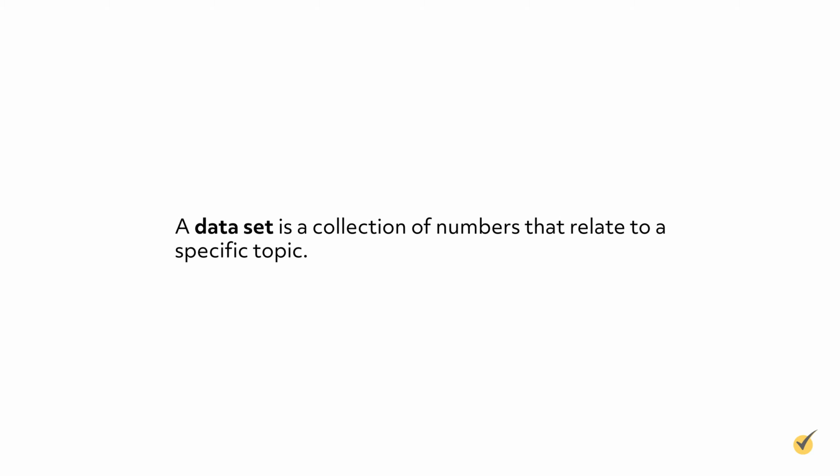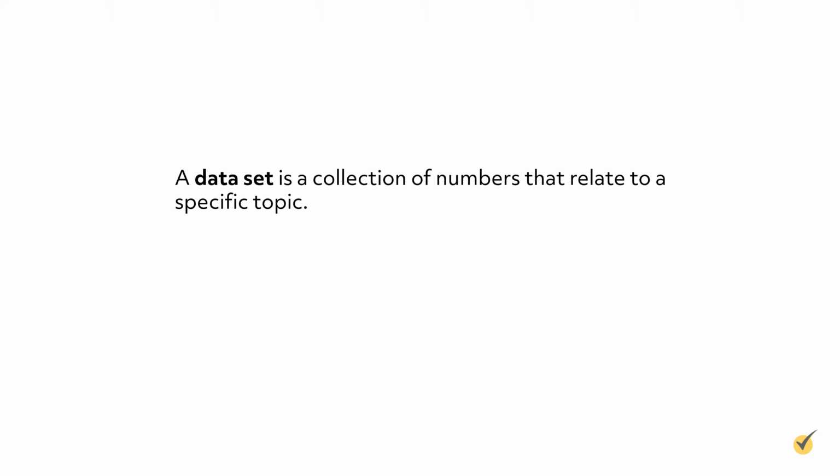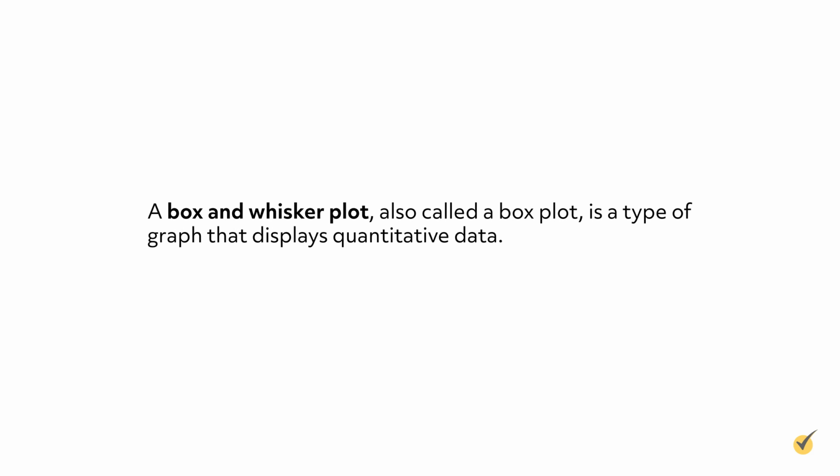Before we get started, let's review a few things. First, a dataset is a collection of numbers that relate to a specific topic. For instance, class scores on a math test are a dataset. Mathematicians use graphs to illustrate datasets. A box and whisker plot, also called a box plot, is a type of graph that displays quantitative data.